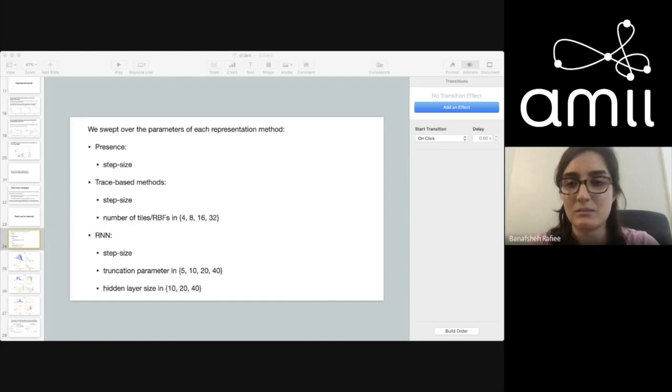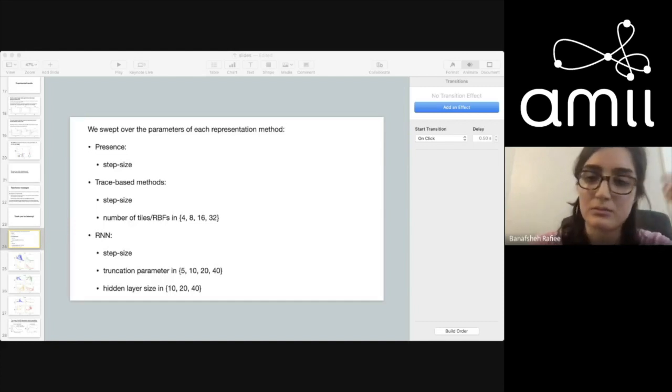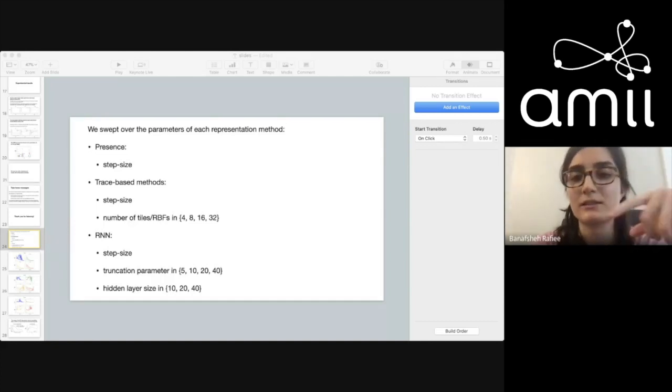Someone asked about the ISI and whether it's fixed or learned, and yeah, it's fixed. So it's part of the problem.